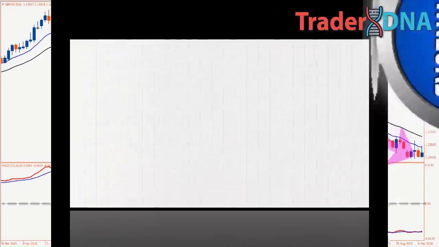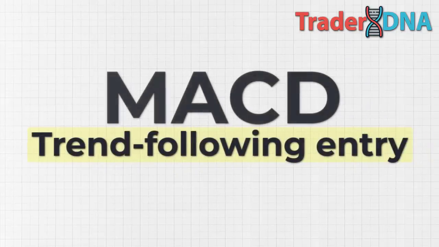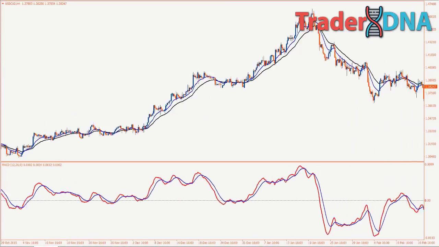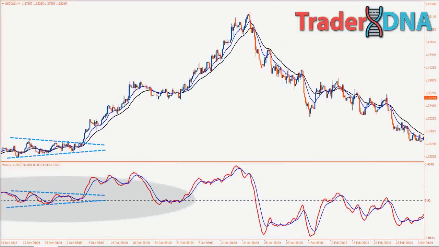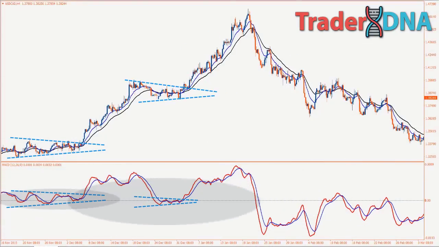Trend following entry. During ranges, the two lines from your MACD are very close together and they hover around 0. This means that there is no momentum and no strength. At point 1, the price also formed a narrow range, and when the price breaks out, the two indicator lines pull away from the 0 line and also separate from each other.